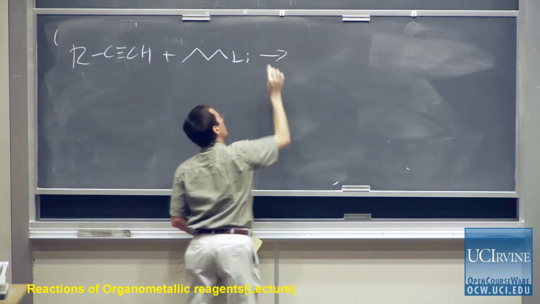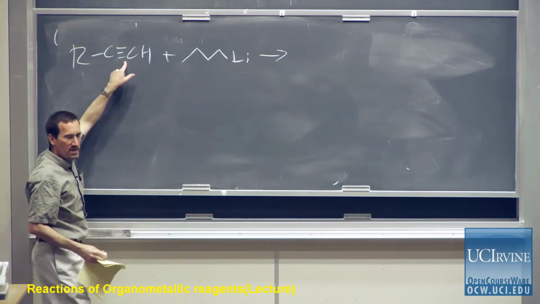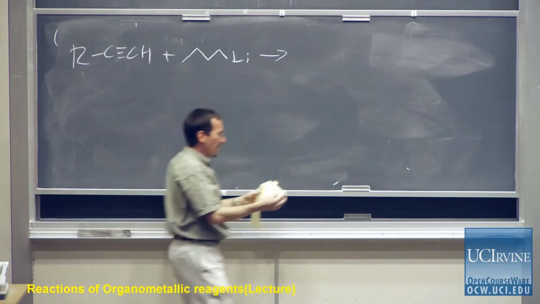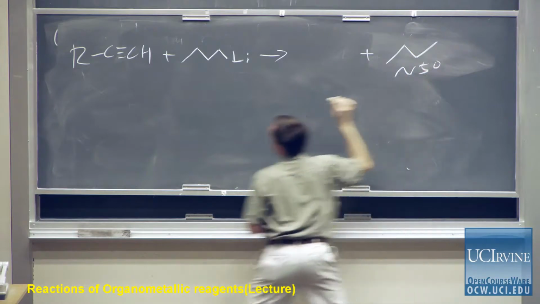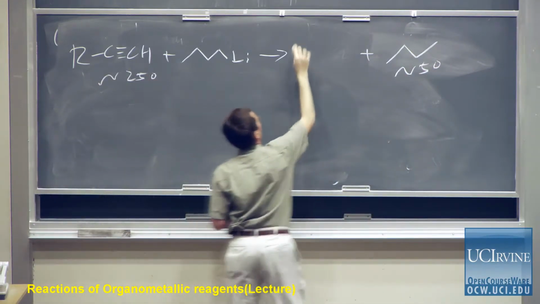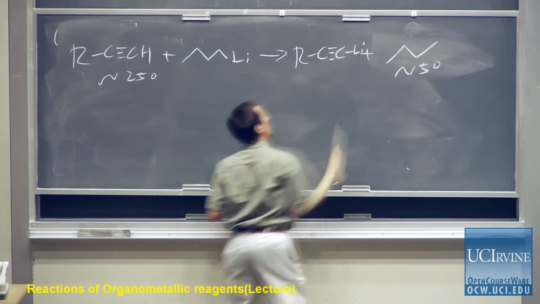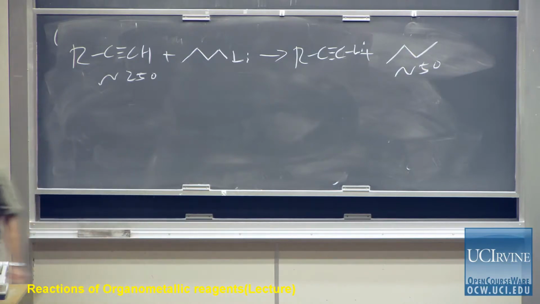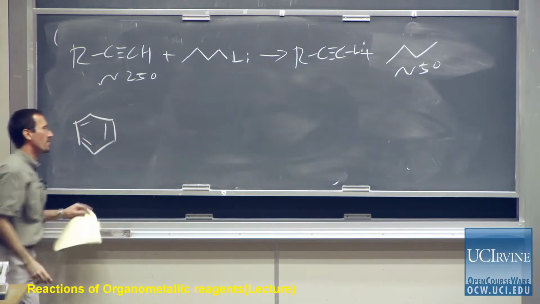Anyway, butyl lithium would react with our alkyne. Remember, the pKa of the alkyne is about 25, and the pKa of butane is about 50. So it would react again in an acid-base reaction to give an alkynyl lithium reagent. We can use this as a way of making anions, and as a way of making carbon-carbon bonds.